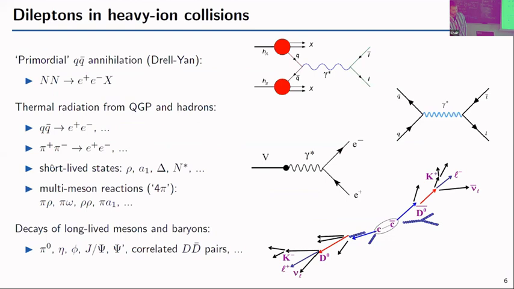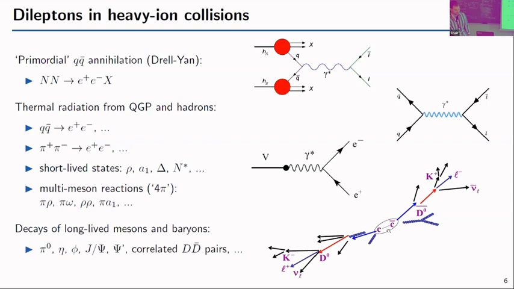Then we have decays of short-lived resonances, where it's very important to have the rho here, for example, which decays via a virtual photon into a dilepton pair. And we have multi-meson reactions, so these four-pion channels, pi rho, pi omega, rho rho, pi a1, and so on. And then, of course, we also have the decays of long-lived mesons and baryons, for example, from the pi zero, eta, phi, J/psi, and so on. And here you have one example for these D D-bar pairs.